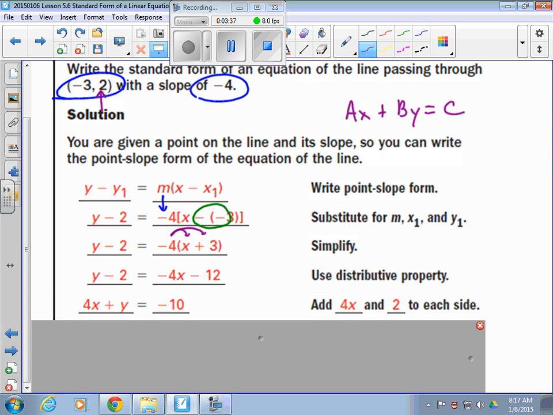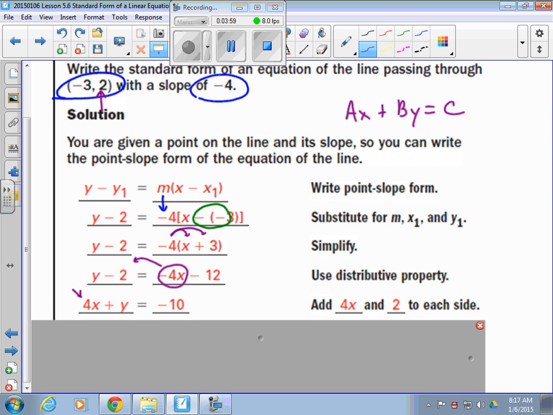In order to do that, you want to move -4x over to the left. To cancel it out, you add 4x. If you add it to the right, add it to the left. Notice on the left side, it's positive 4x.